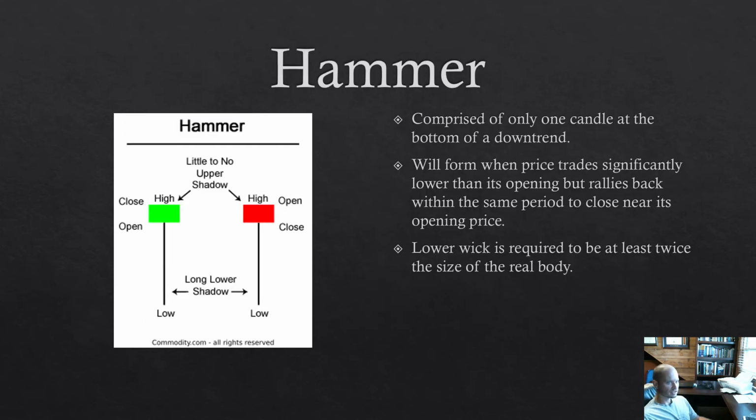The next candlestick that we're going to talk about is called the hammer. A lot of people get hammers confused, and they'll call something a hammer, and really it's not at all. But it's a good reversal pattern, and it's comprised of only one candle at the bottom of a downtrend. The way this candle is formed is when the price trades significantly lower than its opening, but it rallies back within that same time period to close near its opening price. One of the requirements of a hammer is that the lower wick is required to be at least twice the size of the real body.